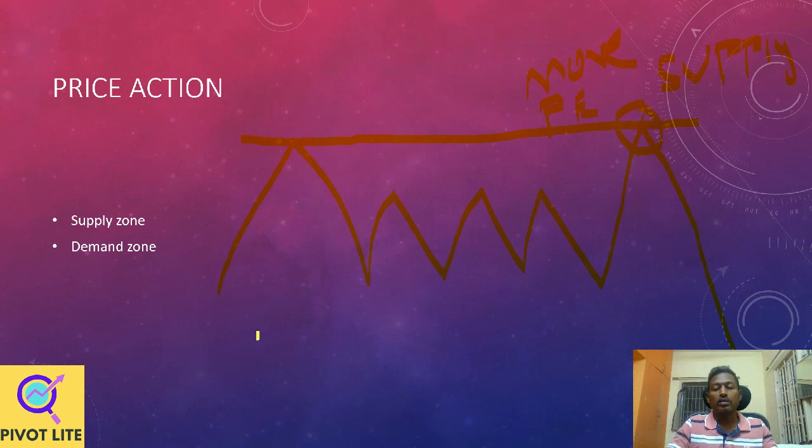The demand zone is the same way. If the market is in a downtrend, and afterwards in one or two days it is sideways, and then immediately it comes down and meets this point, this point is called the demand zone. From here it may reverse, which means responsive buyers are more here, so we have to go for a call option.